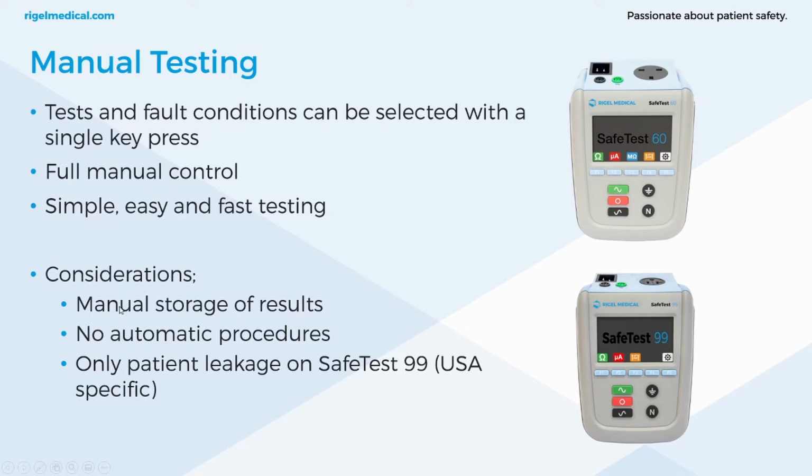Some considerations: manual storage of results. There are no automatic procedures obviously, and also there's only patient leakage on the Safe Test 99, and this is USA specific, whereby the patient connections are grouped. So there are limitations, but sometimes this is useful for individuals in laboratory conditions where they're just looking for quick ways of testing, but it is used extensively by clinical engineers, particularly in the USA, where there are a few manual tests that need to be performed and it's much quicker.